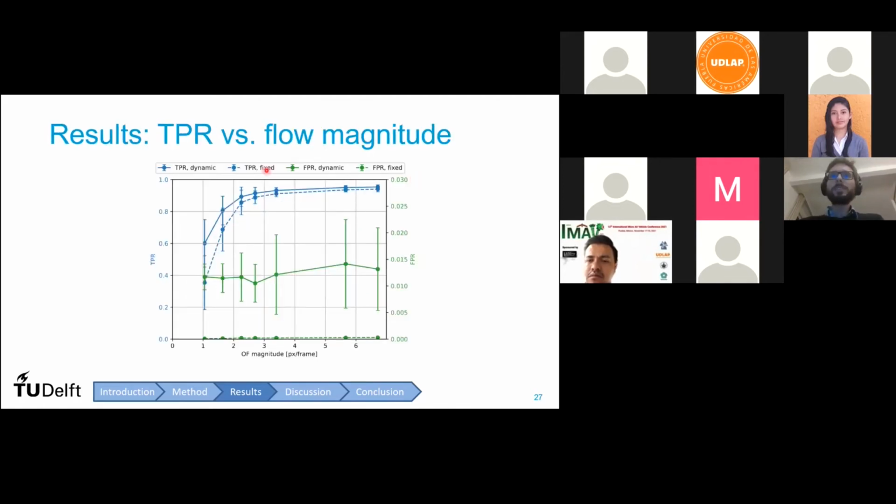We also look at the fixed versus this dynamic threshold, where we set the true positive rate against, again, the flow magnitude. And we also have the false positive rate here. And the false positive rate is in green. And we see that with a dynamic threshold, we have higher true positives, but we also have higher false positives. So to actually judge what is better, this is not conclusive here. But you can see that, for example, for the fixed threshold, we can get quite high true positive rate with a very low false positive rate.